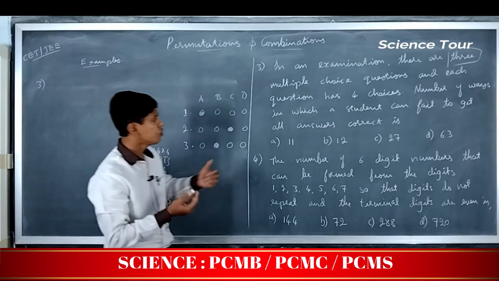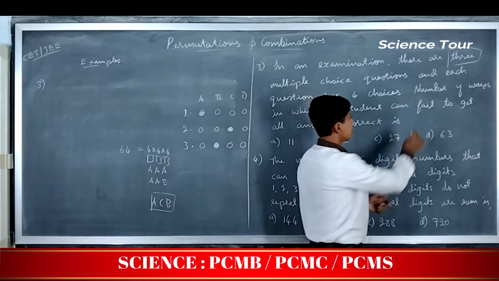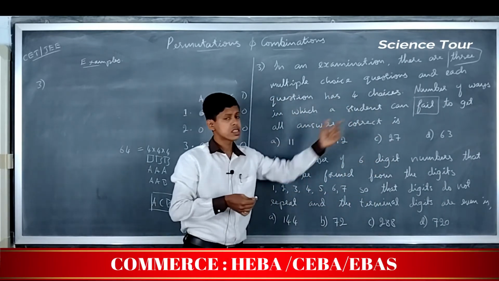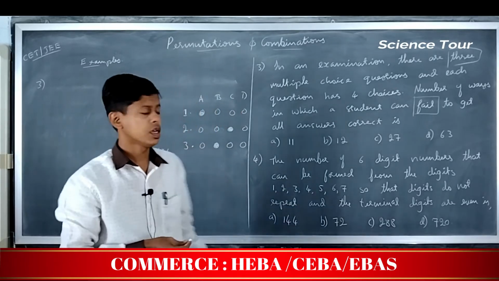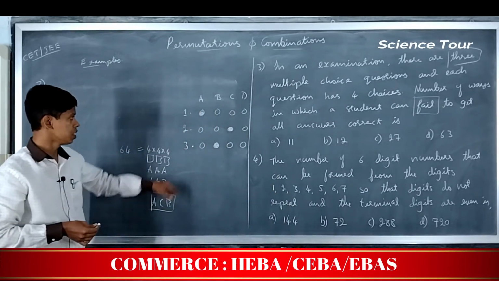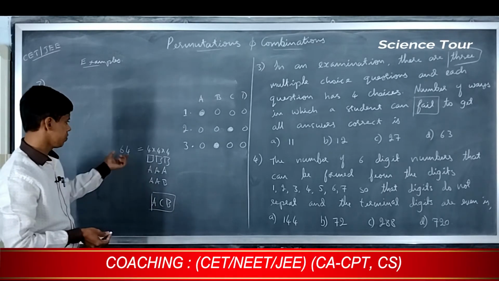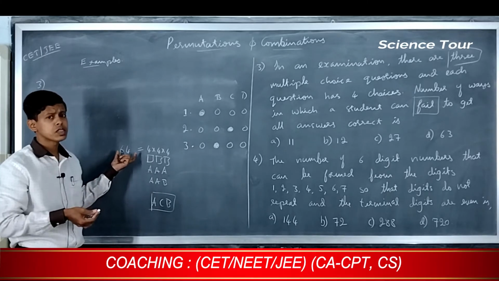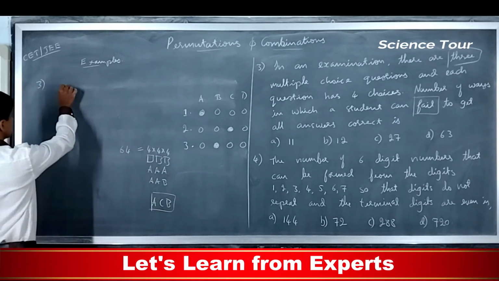So in how many ways can a student fail to get the answers correct? Only one time he'll get it right. If he has marked A, C, B, all the 3 right. In all other times out of 64, only once he is right, and 63 times he is wrong. Alright, so total possible answers.